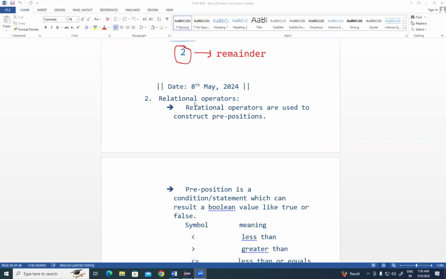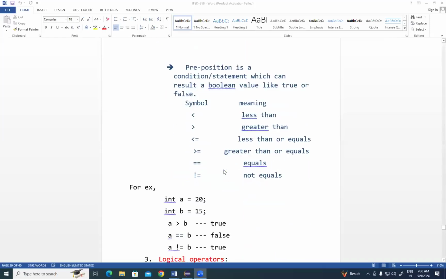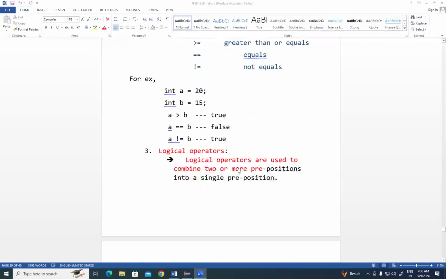We started with the relational operators, and they are used to construct propositions. A proposition is nothing but a statement or a condition, which can result in a Boolean value. Boolean means it can be either true or false.